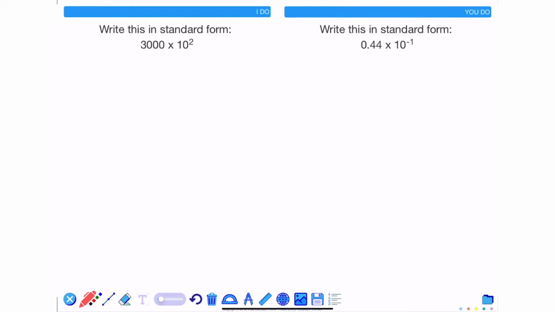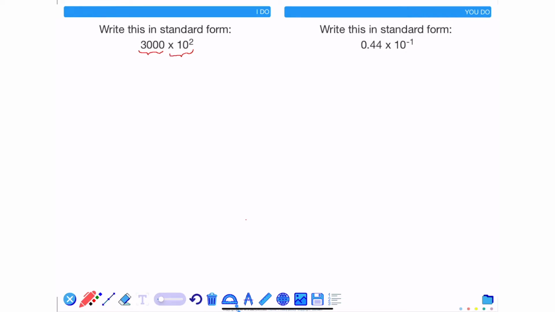In this video, we're going to take a look at how we can write a number in standard form when it's given in an incorrect format for standard form. Looking at the example on the left-hand side, we can see that it's being multiplied by a power of 10, which satisfies one of the conditions for being in standard form. However, the number on the left, the 3000, is not a number between 1 and 10.